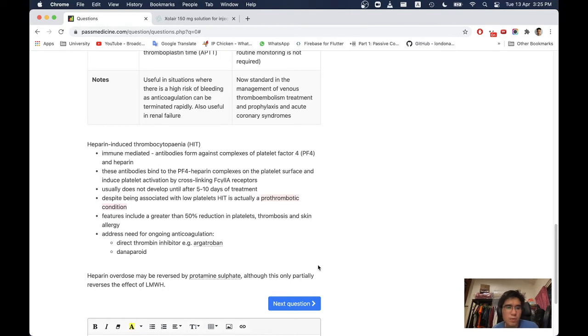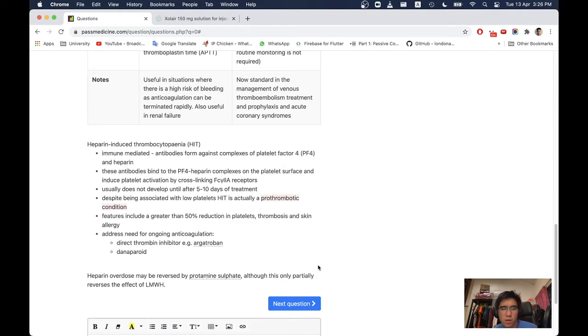Heparin-induced thrombocytopenia: immune-mediated antibodies form against complexes of platelet factor 4, PF4, and heparin. These antibodies bind to the PF4-heparin complexes on the platelet surface and induce platelet activation by cross-linking Fc gamma 2A receptors. Usually, this does not develop until 5 to 10 days of treatment. Despite being associated with low platelets, HIT is actually a pro-thrombotic condition. Features include a greater than 50% reduction in platelets, thrombosis, and skin allergy.